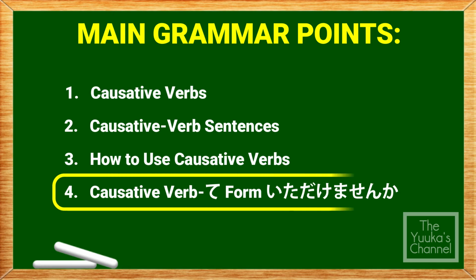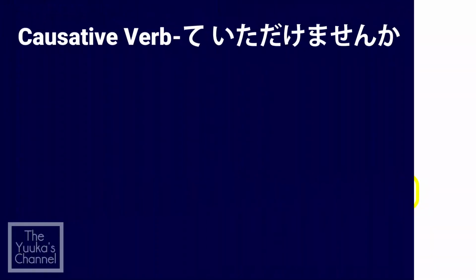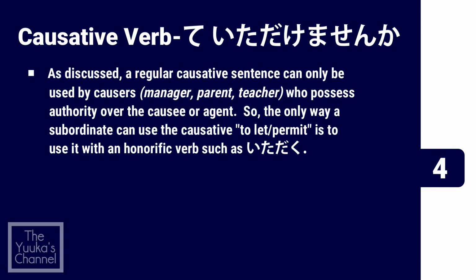And the last topic is causative verb in te form plus itadakemasenka. As discussed, regular causative sentences can only be used by causers who possess authority over the causee or agent. So the only way a subordinate can use the causative to let, permit, is to use it with an honorific verb such as itadaku.